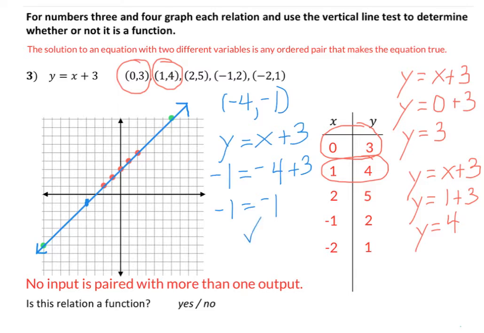Now I can determine whether or not this particular relation is a function. Again, our vertical line test tells us if there's anywhere I can draw a vertical line that will pass through more than one point of the solution, it can't be a function, because that would indicate that the input or x value is matched with more than one y value. As I look at this graph, there's nowhere I could draw a vertical line that would pass through more than one point of the solution. So is this relation a function? The answer is yes. And it's a function because it passes the vertical line test, because there's no input or x value paired with more than one y value or output.